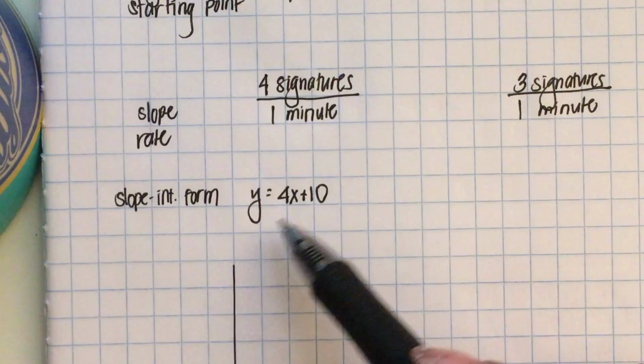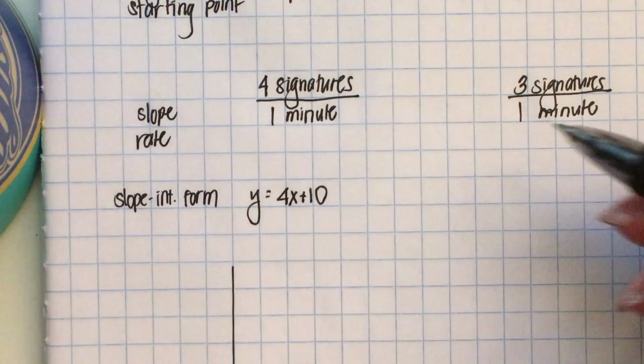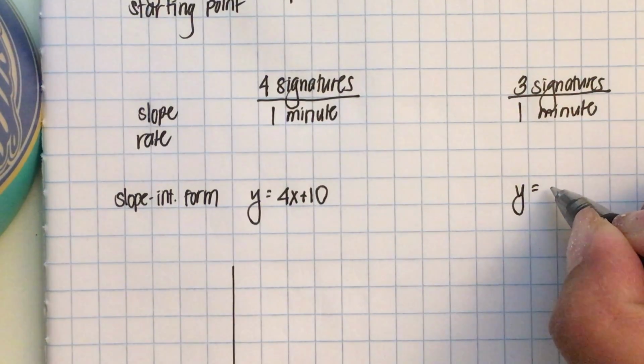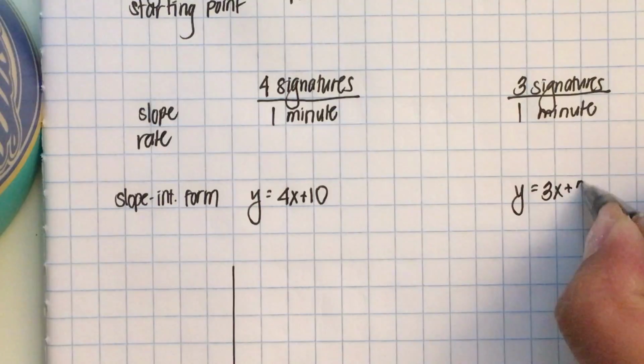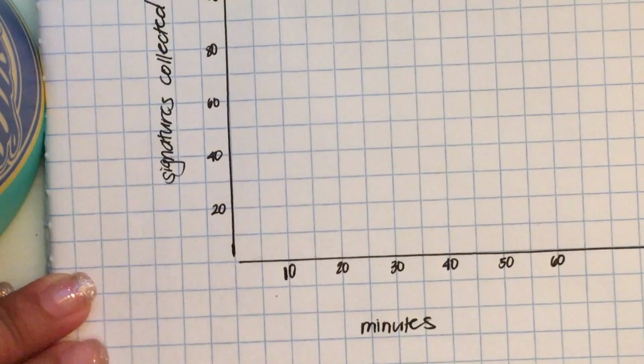And so the slope-intercept form for Warren's equation would turn out to be y is equal to 4x plus 10, and Susan's is going to be y is equal to 3x plus 20. So now we're going to graph it.